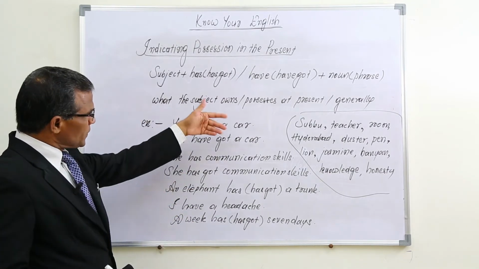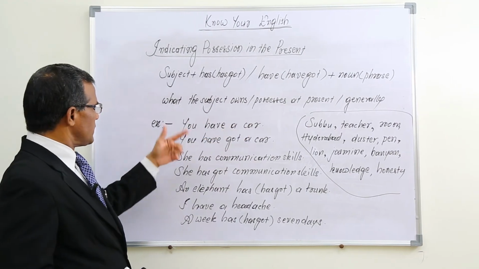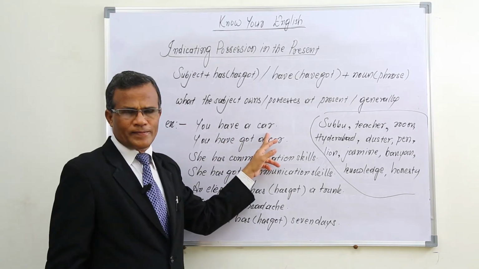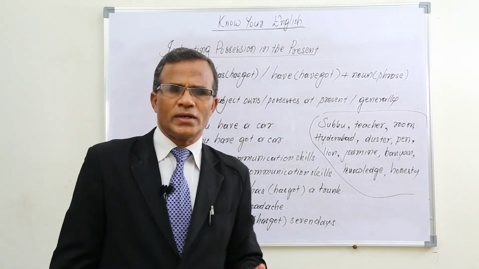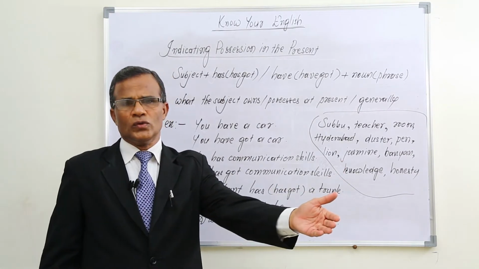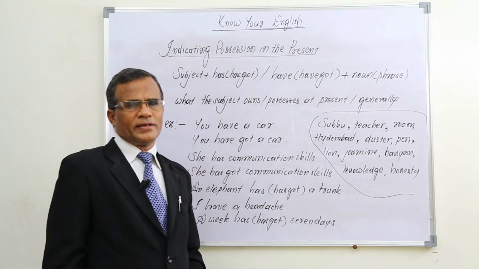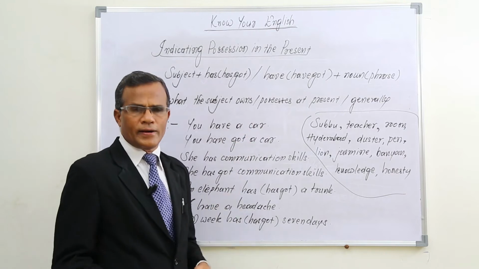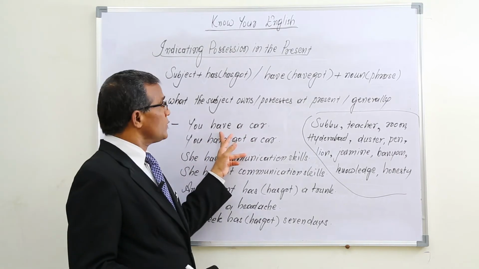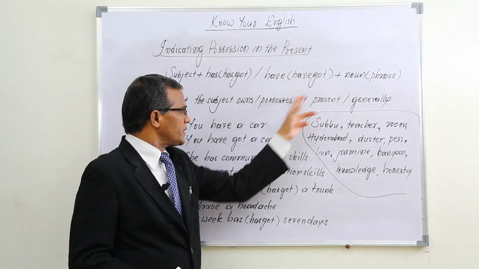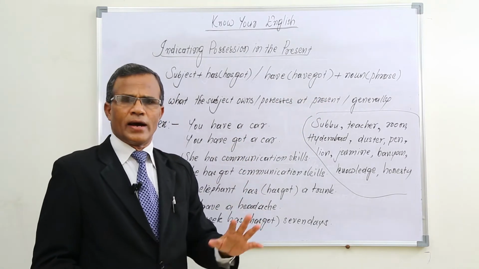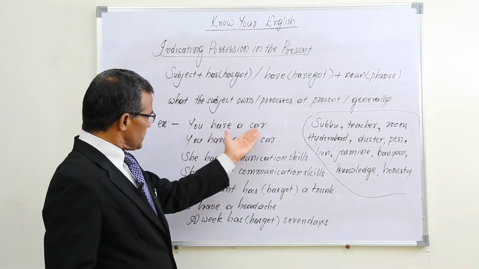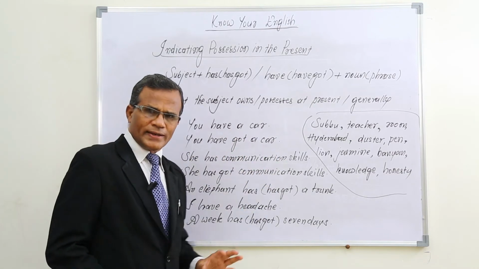Now you see the condition of this one, subject you is there. What it possesses at present? A car. You have a car means at present that person has got a car. He possesses a car. He owns a car. To show that, we use you have a car. And the same can also be said, you have got a car. Both are the same, both are giving the same meaning.